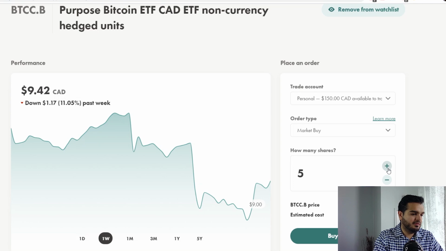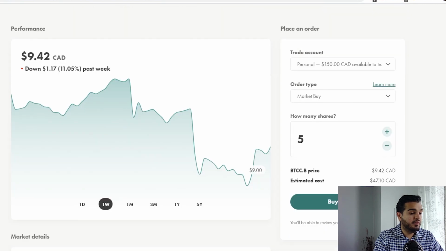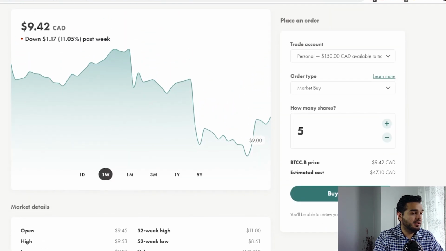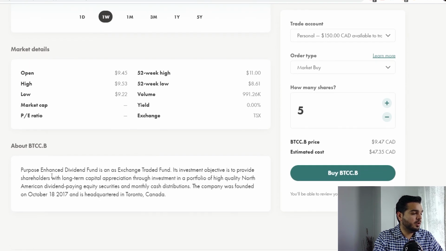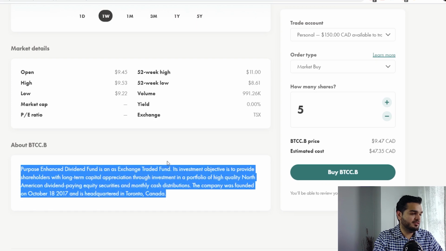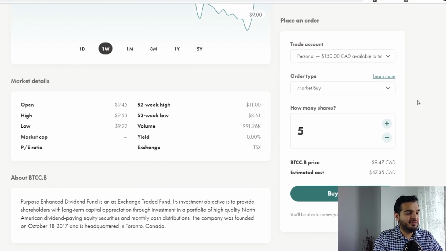3, 4, 5, and I'm ready to buy. The other thing I should mention is that when you are looking at any stock or any ETF, you do get some market details about the fund. It'll show your open, high, low, market cap, PE ratio if available, the 52-week high, 52-week low, the volume, how many shares or units are being exchanged, bought and sold on the exchange, the yield if it has one, and which exchange it's listed on. You'll also get a quick blurb on the description of the investment. Okay, now without further ado, let's go ahead and buy Bitcoin.